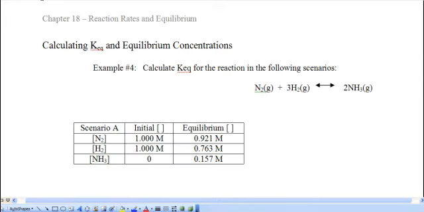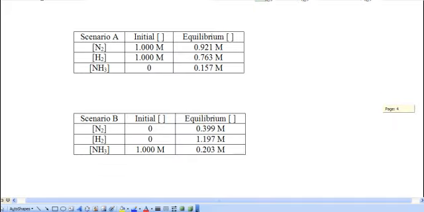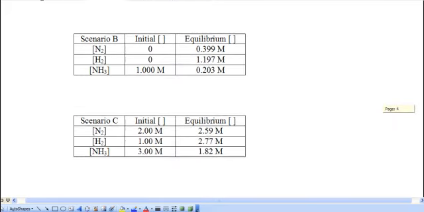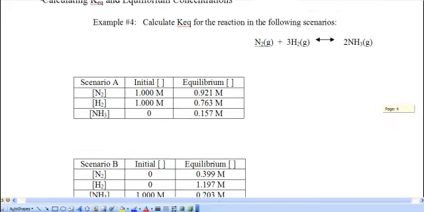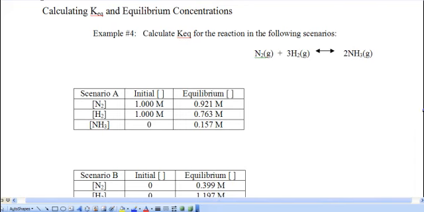And we're back and still better than ever in 18-2. We are looking at calculating KEQs, our equilibrium constants, and equilibrium concentrations. In this case, example number 4 says to calculate KEQ for the following reaction in the following scenarios. And so we have one reaction, and we are given 3 different scenarios, A, B, and C. So let's first go ahead and write out the equilibrium expression for this reaction.